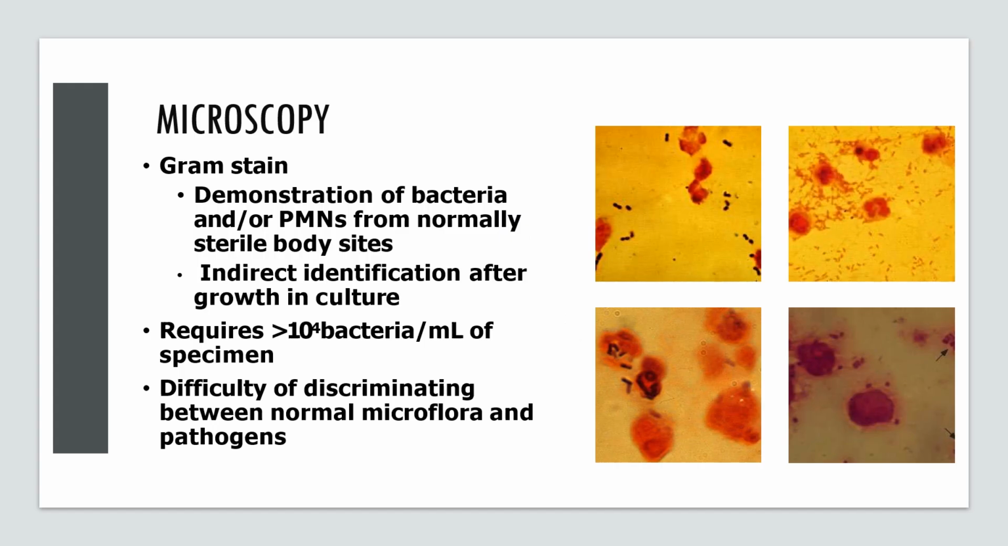Apart from the wet mount, the Gram stain is done. In Gram stain we demonstrate bacteria or pus cells from normally sterile body sites. Indirect identification is done after growth in culture. For the Gram stain to be positive, it requires at least 10^4 bacteria per ml of specimen. The difficulty of discriminating between normal flora and pathogen is the issue with microscopy.